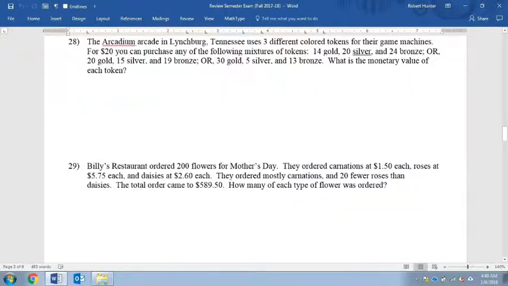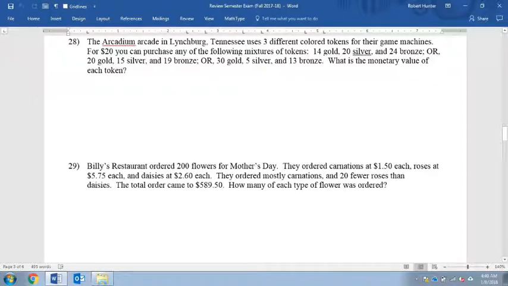There. Alright, the Arcadium Arcade in Lynchburg, Tennessee uses 3 different colored tokens for their game machines. For $20, you can purchase any of the following mixtures of tokens. Oh, hey, this was on a paper I gave you a couple days ago. 14 gold, 20 silver, and 24 bronze. 20 gold, 15 silver, and 19 bronze. Or 30 gold, 5 silver, and 13 bronze. What is the monetary value of each token?